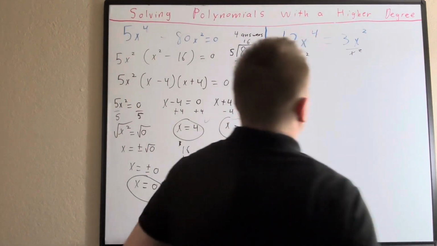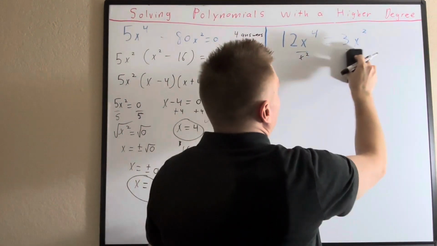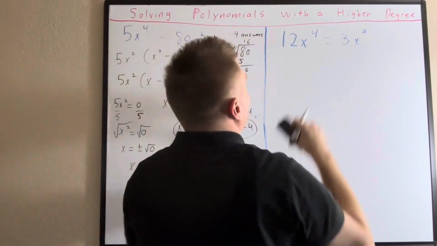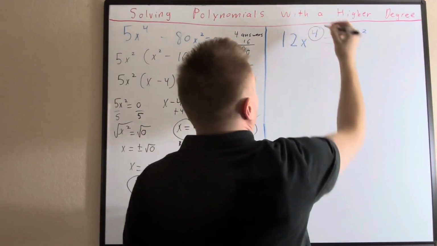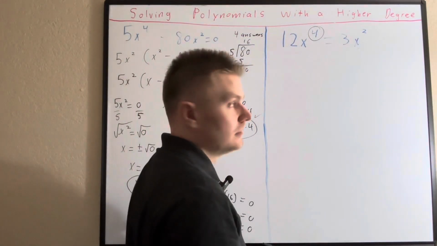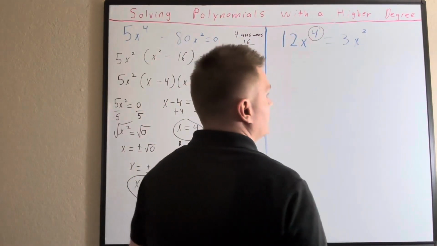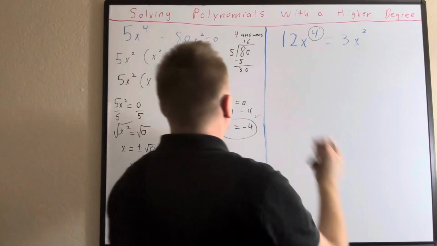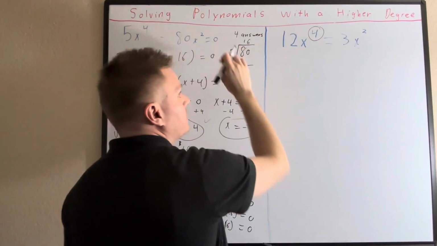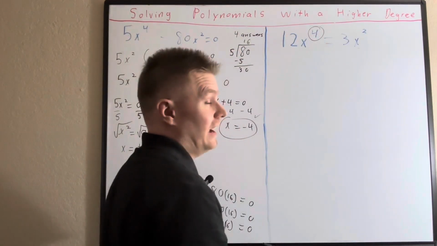Can't do that. If you did that, you would only get 2 of the 4 expected answers, because you'd just be eliminating 2 of them right off the bat. You have to set the whole thing equal to 0 or you're going to miss out on half of the answers.